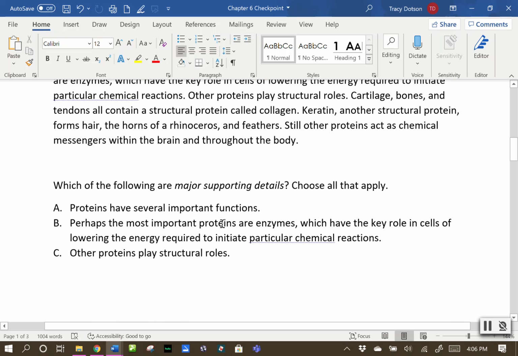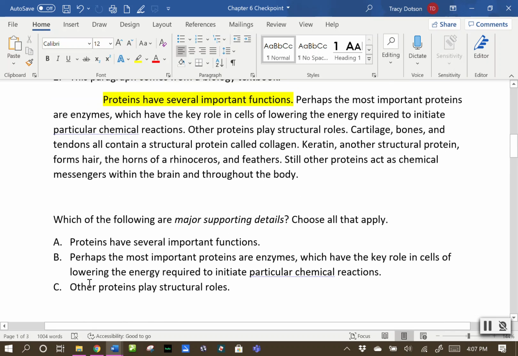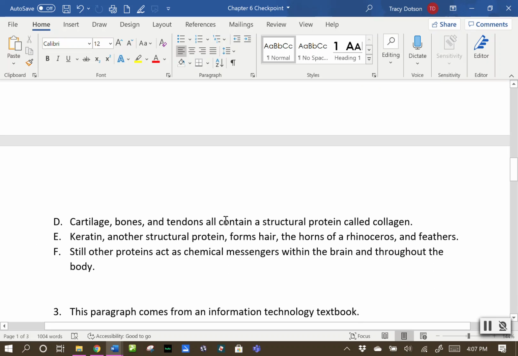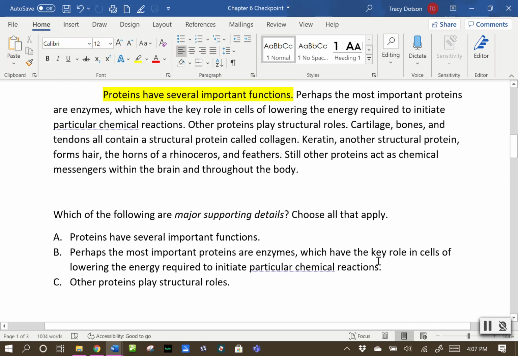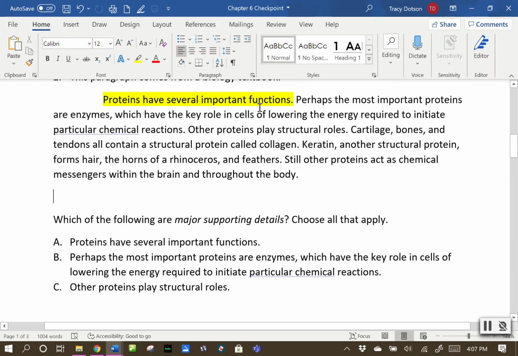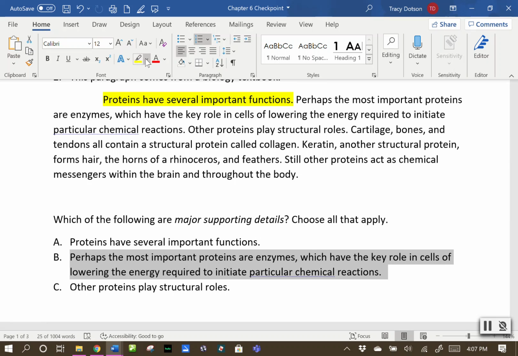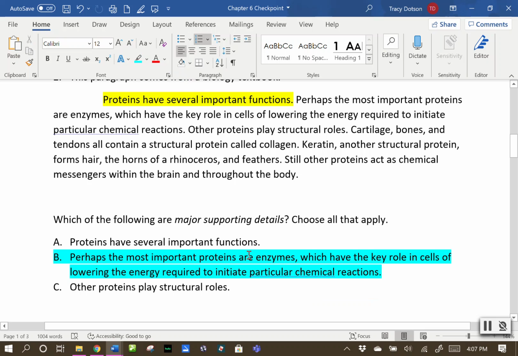First we have perhaps the most important proteins are enzymes, which have the key role in cells of lowering the energy required to initiate particular chemical reactions. Other proteins play structural roles. Then we have cartilage, bones, and tendons all contain a structural protein called collagen. Keratin, another structural protein, forms hair, horns, and feathers. And then still other proteins act as chemical messengers within the brain. So here we know it's not A because that's our stated main idea. One of the important functions is the enzymes, so it would be B. B would be one of our major supporting details.